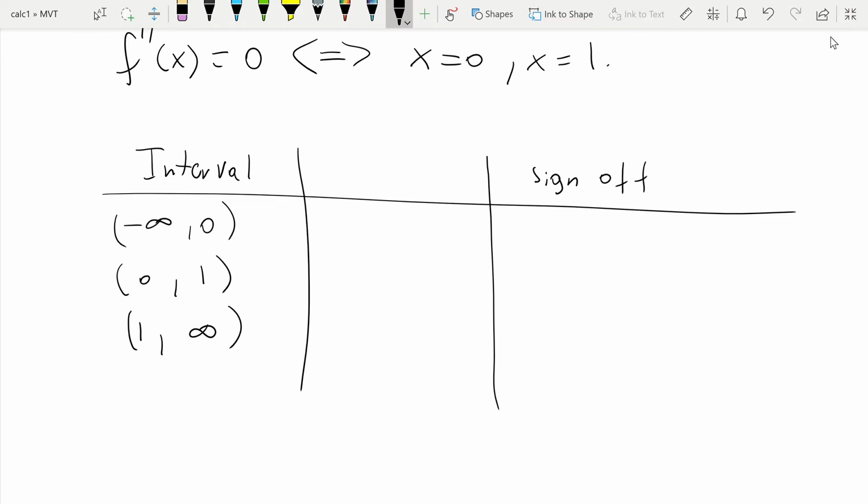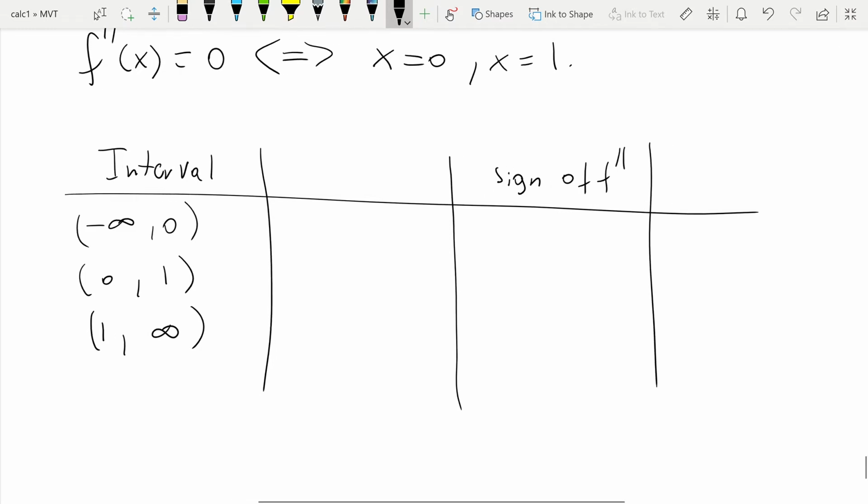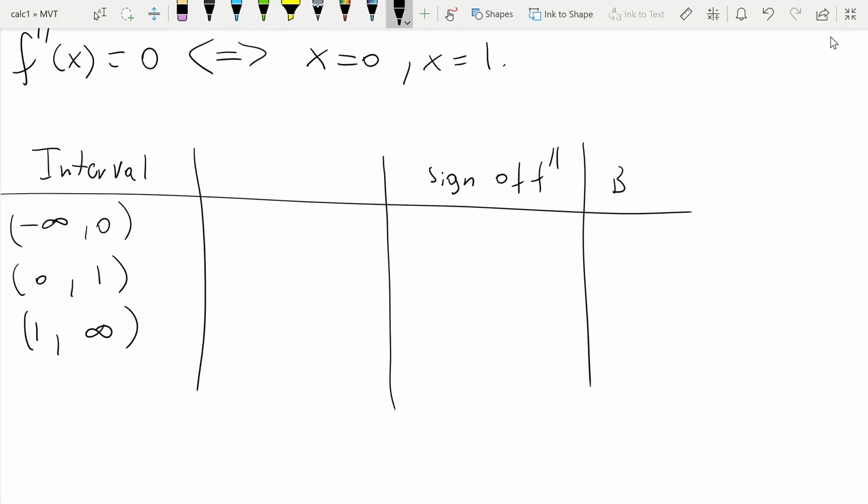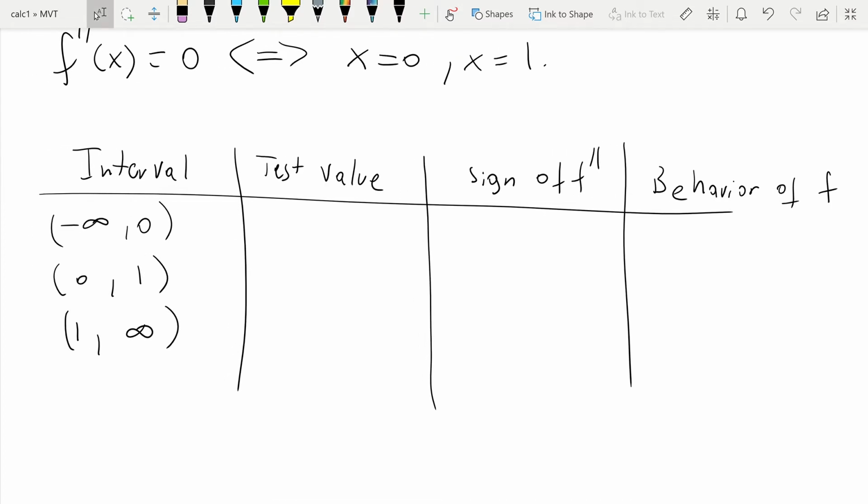So this is the sign, and we're going to record that in the third column, sign of f double prime, and then we're going to write down the behavior, meaning whether the function is concave up or down. Here we're going to use some test value inside the corresponding interval. In between minus infinity and 0, we cannot pick 0 because that's where f double prime is 0, so we need to pick anything smaller than 0.